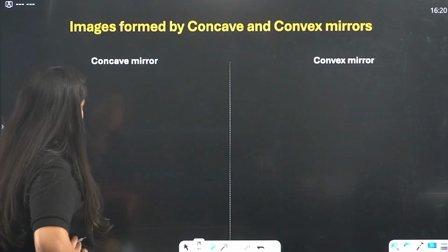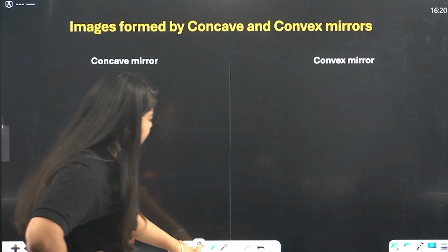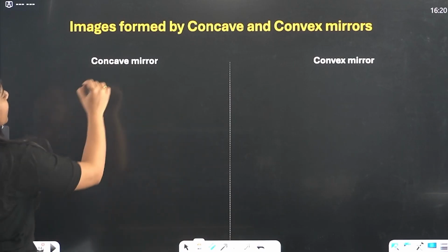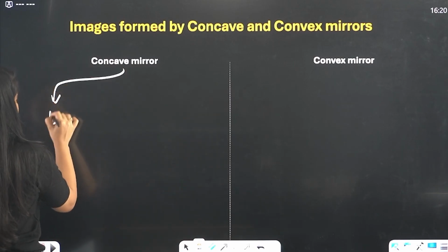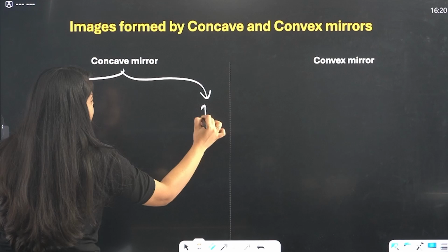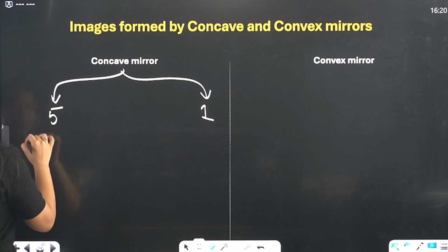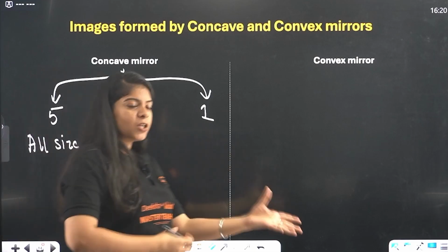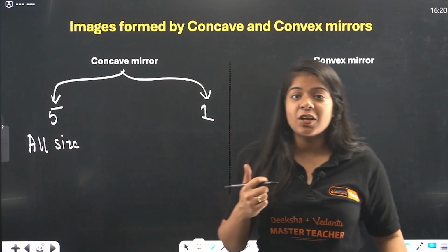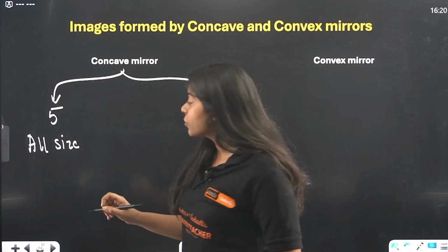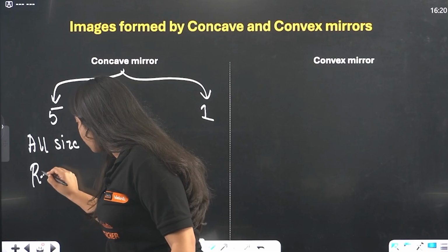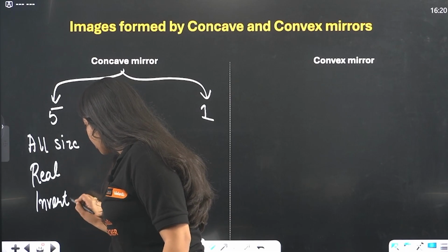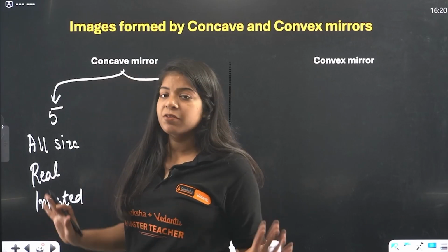Now, let's quickly revise it. I have given you a sheet to revise as well. Now beta, concave mirror has 5 cases and a different case, that is 1. In 5 cases, all sizes of image are formed. That means point size, small, diminished, real, same size at center of curvature, right? So all sizes of image are formed. In those 5 cases, only real images are formed and only inverted images are formed. Understood? This is clear, first 5 cases.